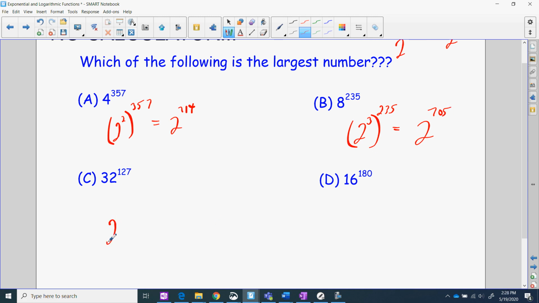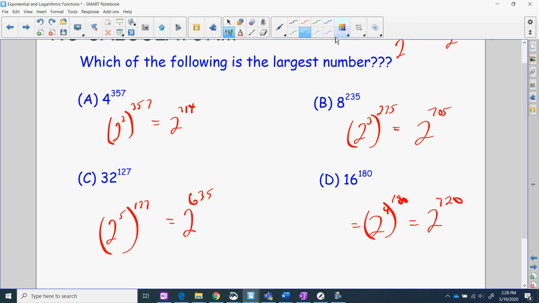32. 2 to the 5th to the 127. Oops, sorry. 2 to the 5th is 32. My exponent is 127. Multiply those together. That's going to be 635. 2 to the power of 635. 16 is 2 to the exponent 4 to the 180, which is 2 to the 720.